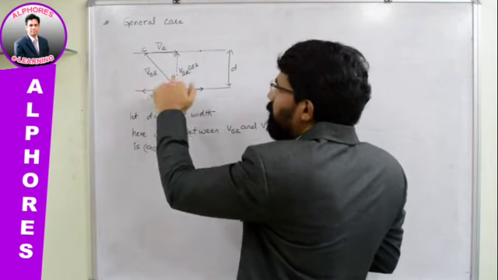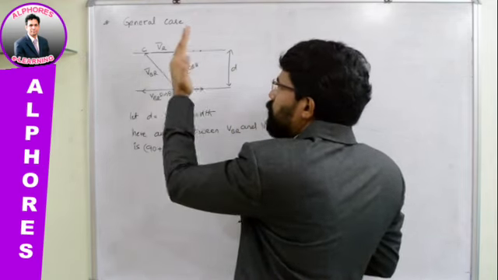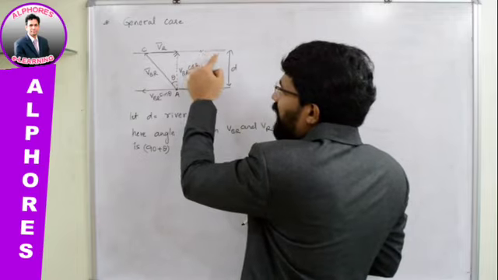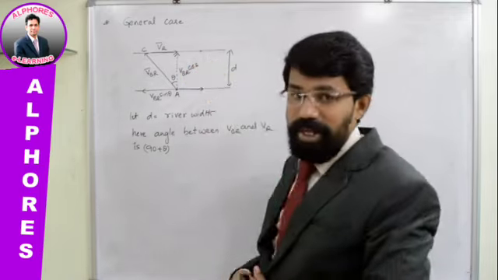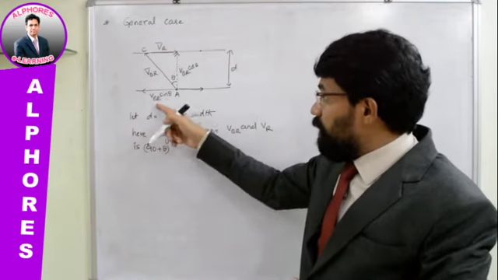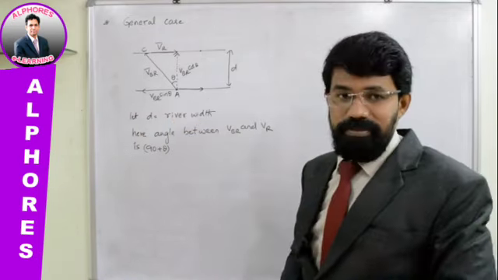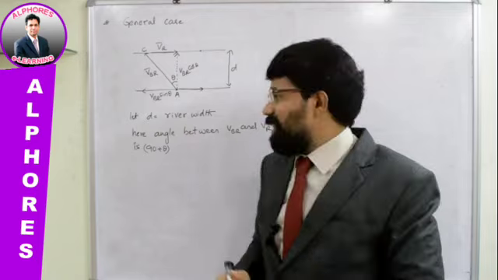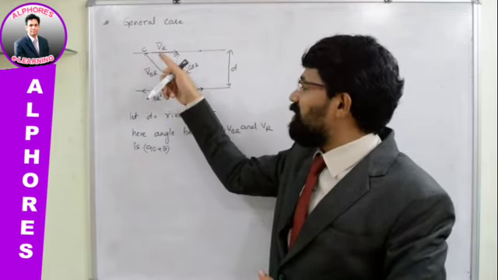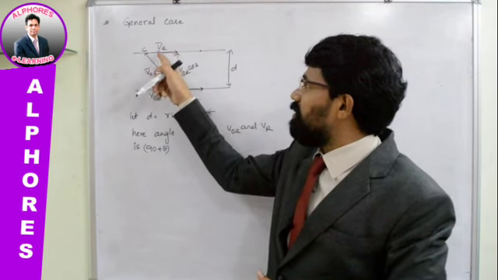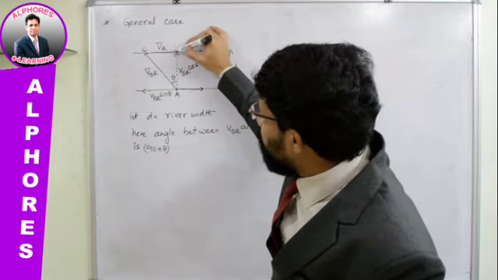Since VR is dominating, the boat will be pushed more and more towards the right side, and somewhere here it may reach the other bank. If VBR sin theta is greater than VR, it means the VBR sin theta component is dominating now. So the boat will reach the other bank somewhere here, to the left of this point.